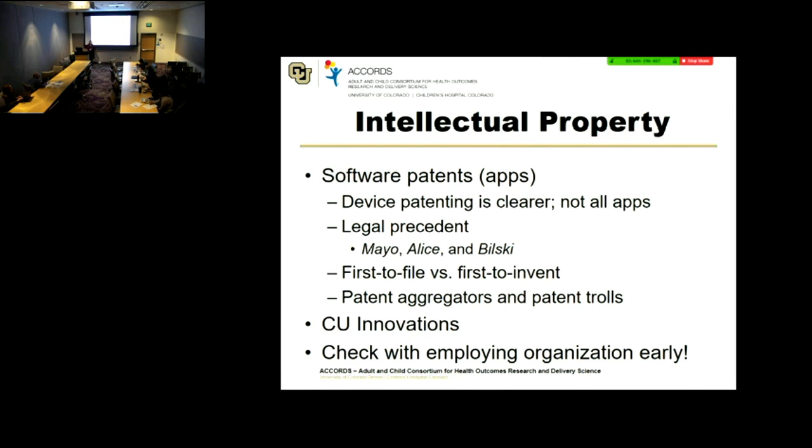Again, this is where I encourage you to, if you believe you have something that needs to be protected, that you're building something new and needs to be protected, talk to CU Innovations, talk to a patent lawyer, talk to me, I'll help you find these people. And also check with your employing organization early, because they may have a stake in intellectual property too that you're doing on their time as well. I've seen some people have some unpleasant surprises in those regards too, where they thought they owned the product entirely and did not. Don't be those people. Don't have that happen to you. Just talk to people early and that will help.